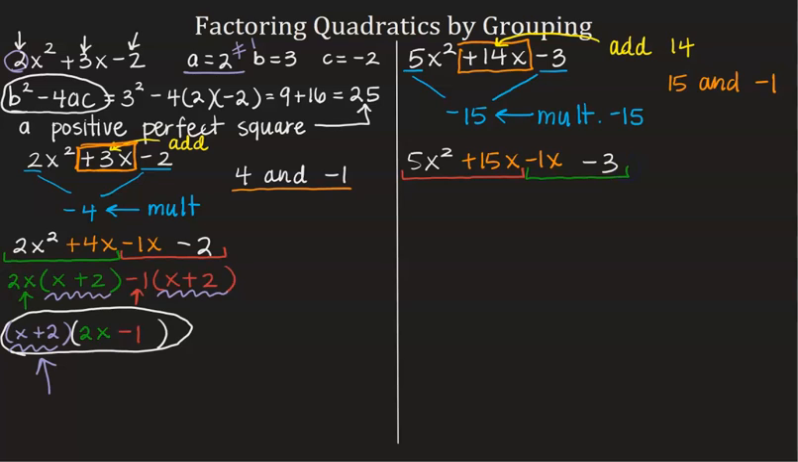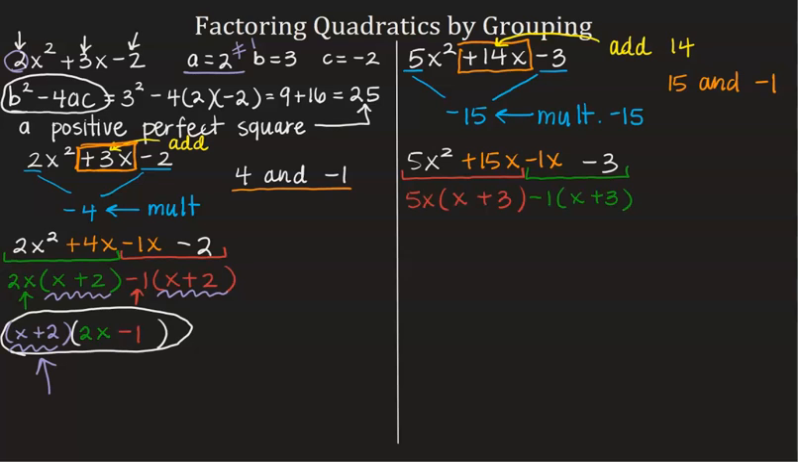Looking at my first two terms, what they have in common that I can factor out is a positive 5x, which is going to leave us with an x plus 3. And then looking at the second two terms, what they have in common is a negative 1, which is going to leave us with an x plus 3.